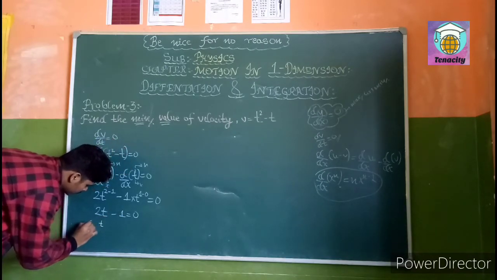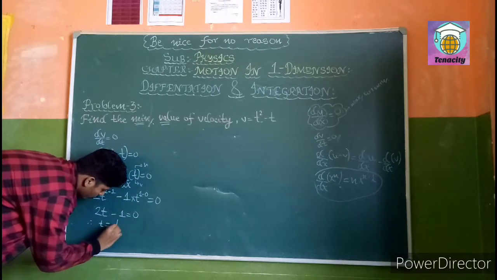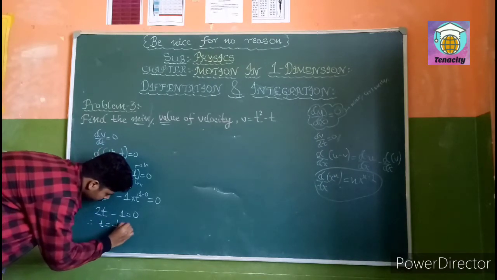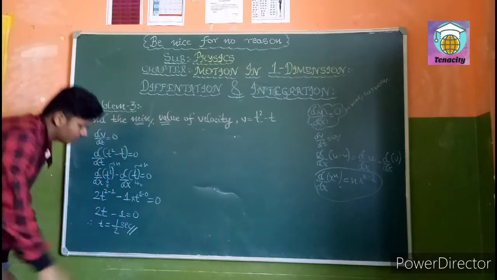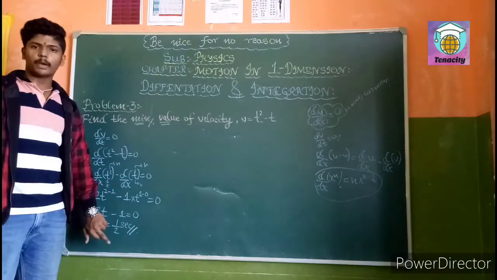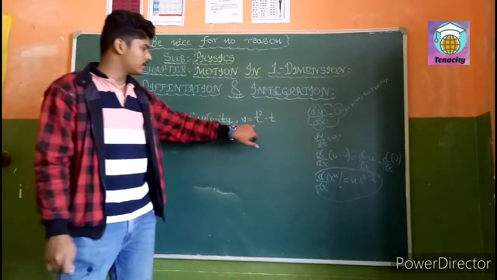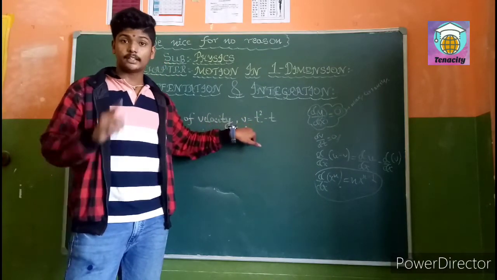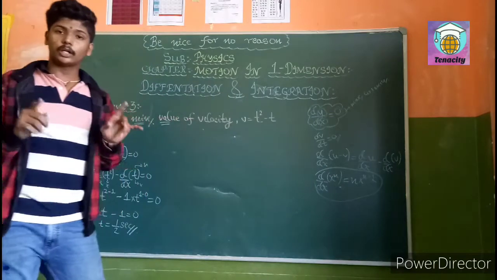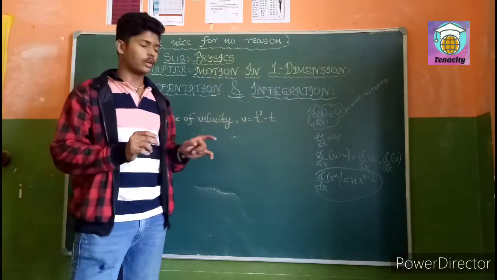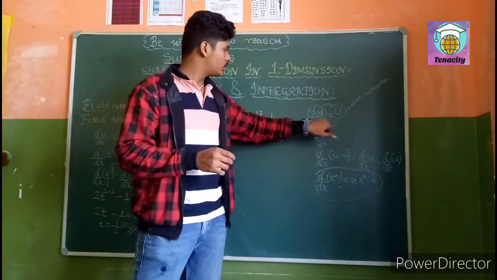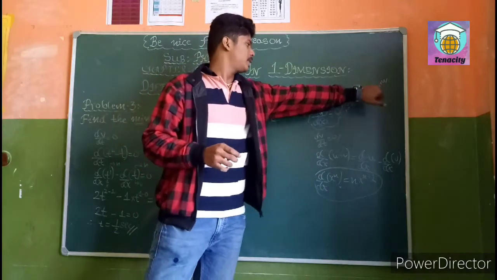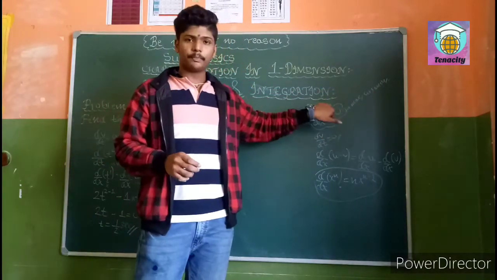Therefore t is equal to 1 by 2 seconds. So you have got t is equal to 1 by 2 seconds. If you substitute the value of t, you will get the velocity. I tell you that this velocity is not necessarily the minimum velocity. Why? Because as I have said, for both maximum and minimum you will calculate the same.